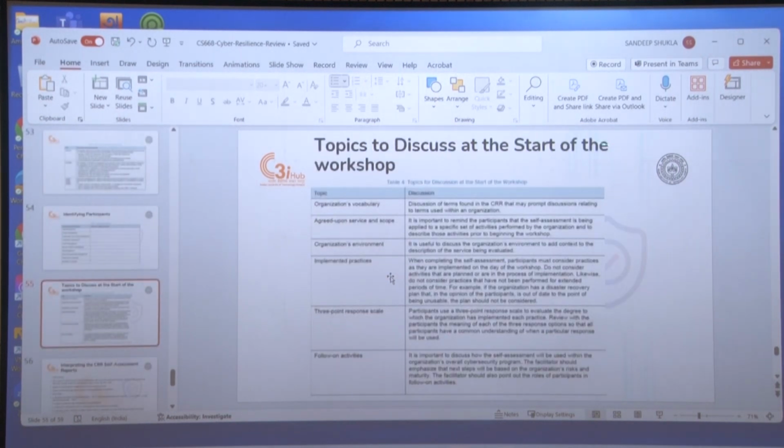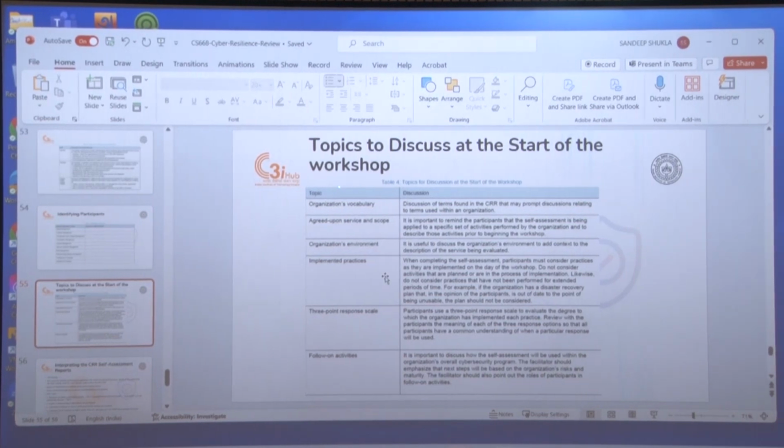And then you normally do this in a workshop mode. You bring everybody together and you do a day-long workshop. You have to tell what terms and terminology you use, and what services you are going to put in the assessment. Not necessarily all services may be assessed. What is the organizational environment and context, what are the implemented practices, when do you say a practice is implemented, when do you say it is not, and then the response scale, like yes, no, or partial, and then some follow-on activities. What you will do after the assessment is completed, you generate the report, then what are you going to do after that.